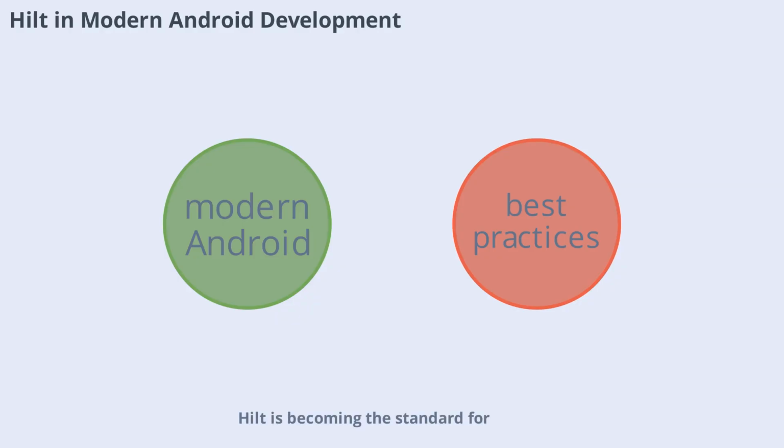Hilt is becoming the standard for dependency injection in modern Android development. Its integration with Jetpack components and support for advanced features make it a valuable tool for building scalable apps. By adopting Hilt, you position yourself at the forefront of Android best practices and ensure your projects are future-proof.